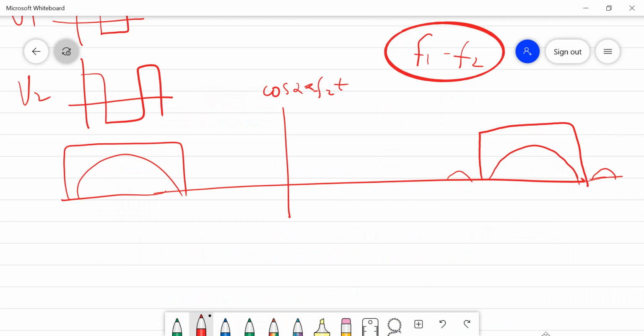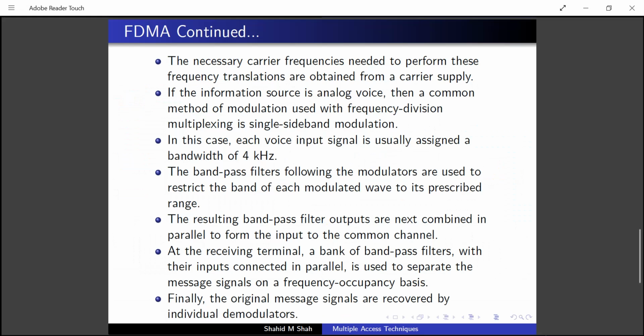And further, there is another reason for using band pass filters. Suppose user 1 is operating at frequency f1, user 2 is operating at f2, so I will use a separate filter for each user. So that is also the reason for using band pass filters. And then the resulting band pass filter outputs are combined in parallel to form the input to the common channel. Then we transmit them simultaneously over the common channel.